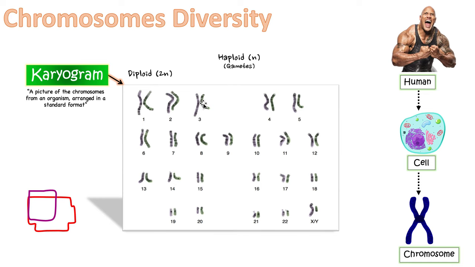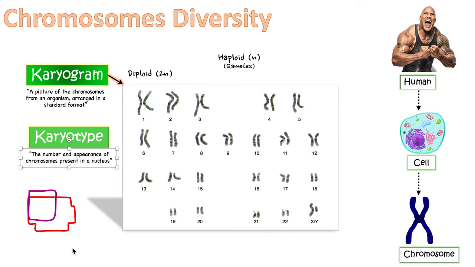Now, depending on what your chromosome scenario is, we call that your karyotype. So this would be The Rock's karyotype. Okay, this is a karyogram, a picture of his nucleus, of his chromosomes, but his karyotype, for example, would be male, 23 pairs of chromosomes. That's his karyotype.